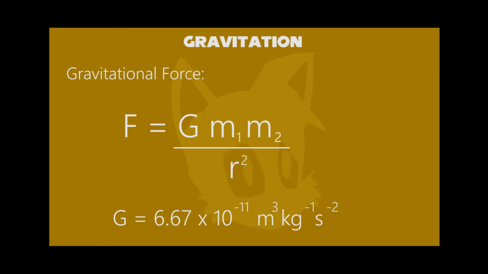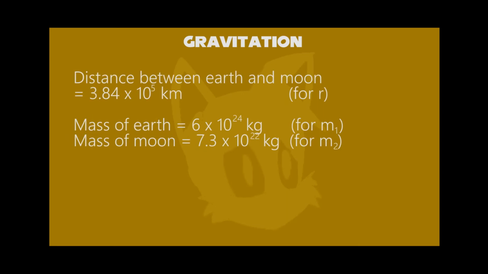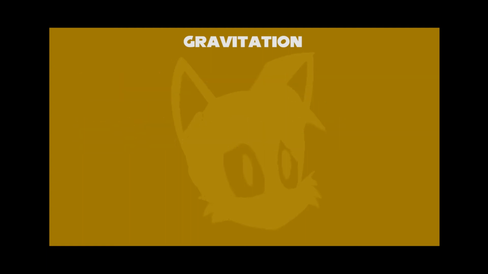The universal constant value of G is 6.67 times 10 to the negative 11th cubic meter per kilogram per second squared. Suppose, for the distance between Earth and Moon, we have r equals 3.84 times 10 to the 5th kilometers, and the masses of Earth and Moon are 6 times 10 to the 24th kilograms, and 7.3 times 10 to the 22nd kilograms respectively.